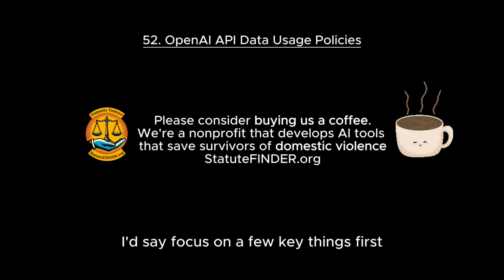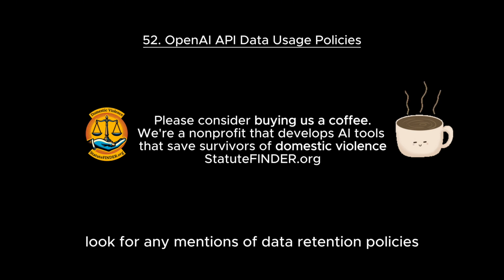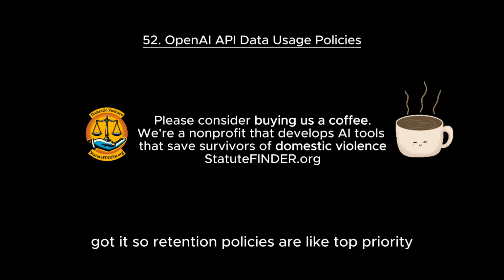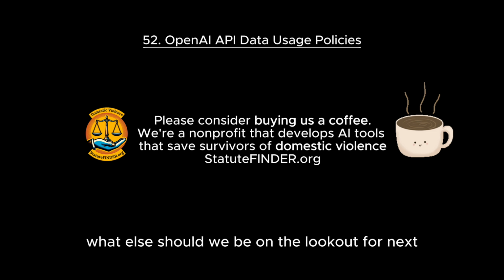I'd say focus on a few key things. First, look for any mentions of data retention policies specific to the Assistance API. Is there a default retention period? Are there any exceptions? Can you opt for zero data retention? Got it. So retention policies are top priority. What else should we be on the lookout for?